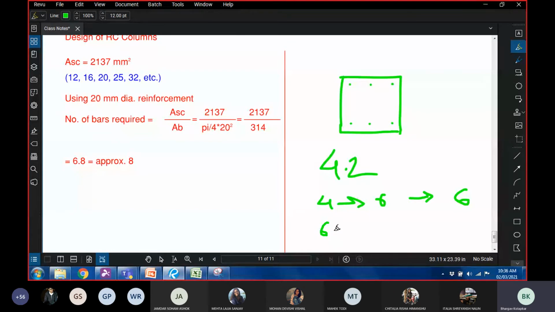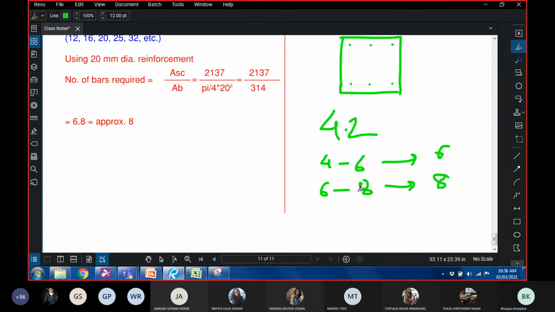But if it is anything between 6 and 8, just a moment, I'll just write this again. So if there's anything between 4 and 6, you can provide 6. If there's anything between 6 and 8, you have to provide 8. And if there's anything between 0 and 4, you always have to provide 4.